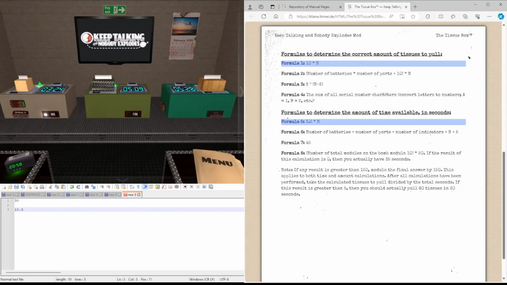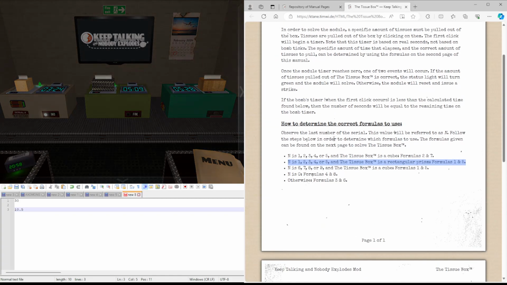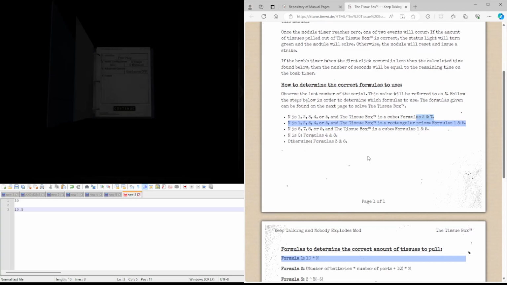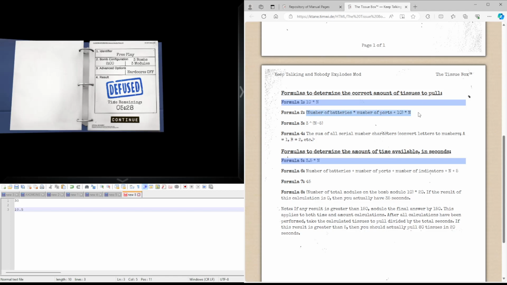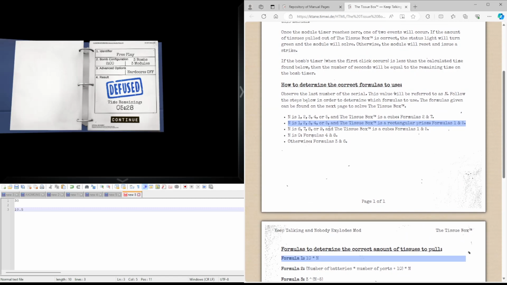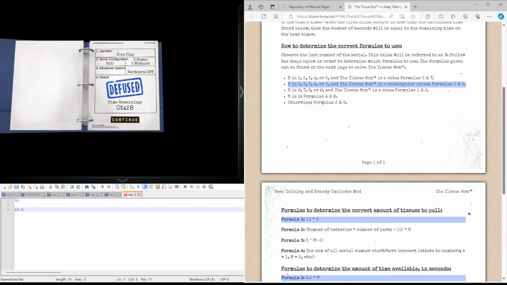We get another module. Now let's go over the formulas I didn't get to go over, which are going to be 2, 7, and 3, 6. Formula 2 is the number of batteries times the number of ports plus 10. That is these two multiplied, then add 10, then multiply by n. Formula 3 requires us to raise 3 to the power of n minus 5. Hence why it's only if it's 6, 7, 8, or 9.